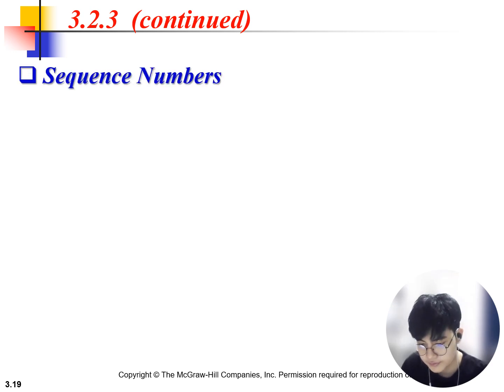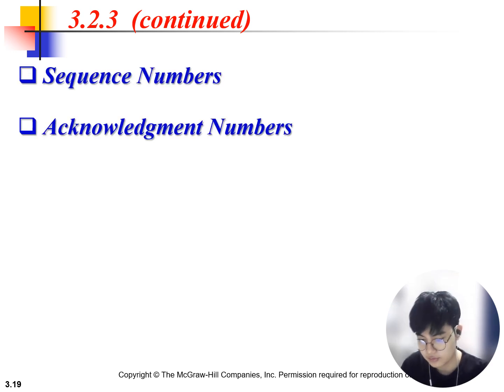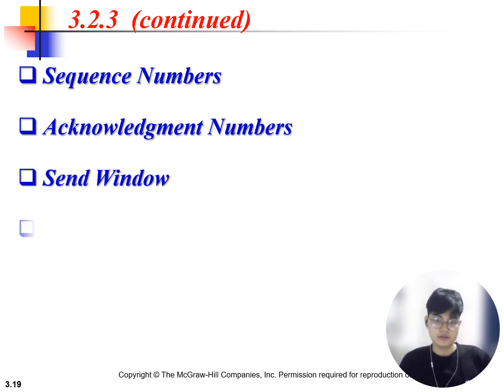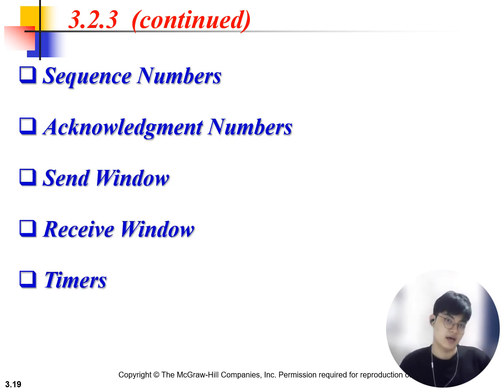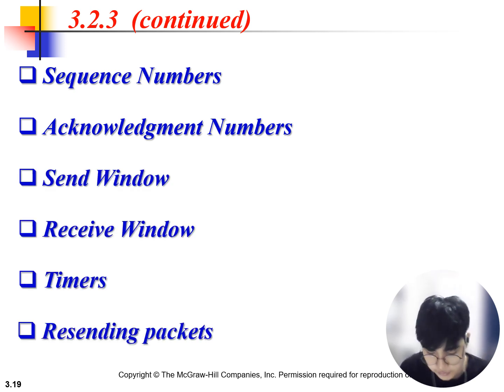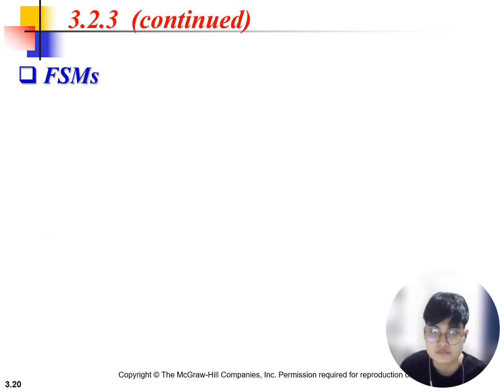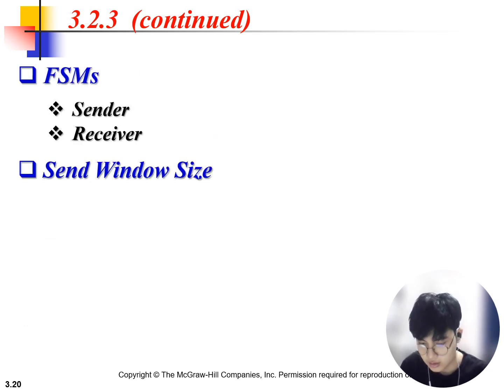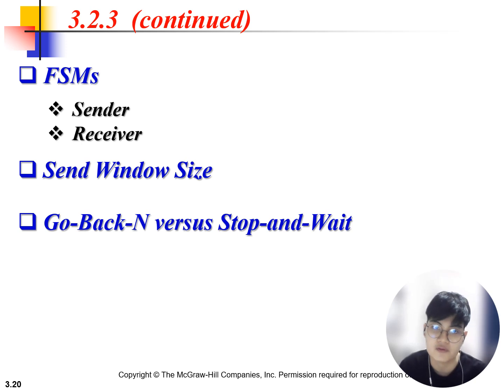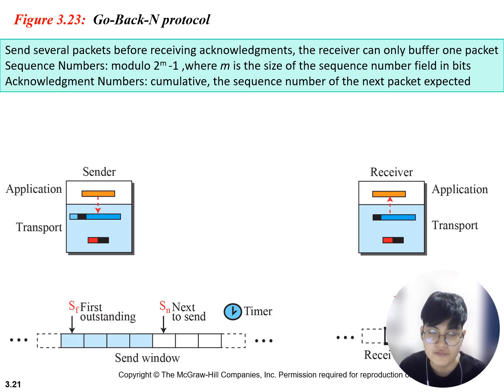To continue: sequence numbers, acknowledgement numbers, send window, receive window, timers, resending packets, as well as sender, receiver, send window size, and Go-Back-N versus stop and wait. This is the figure for the Go-Back-N protocol.